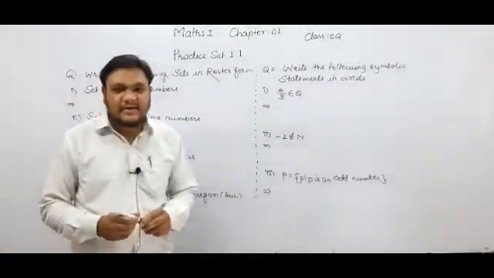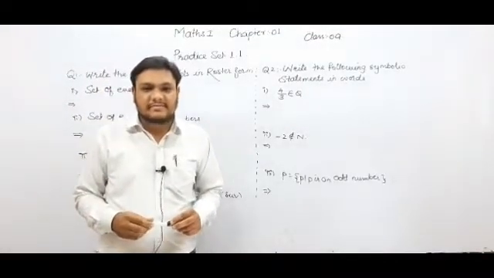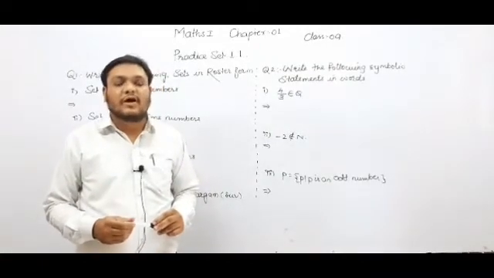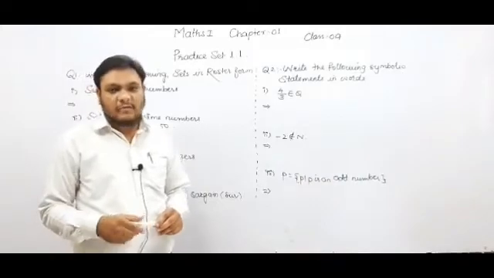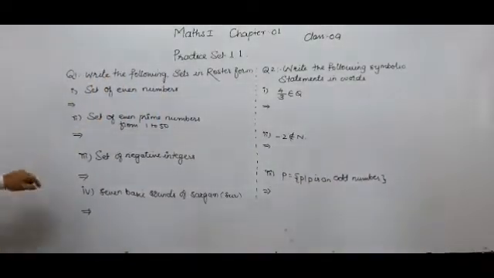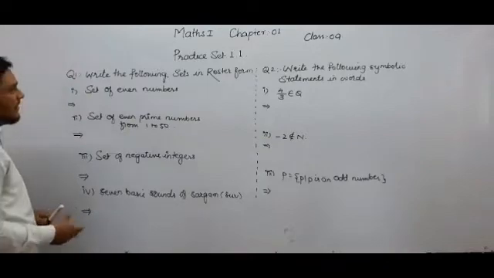from this practice set. But before that, students, remember we have discussed some illustrations in the previous lecture in which we have studied how to convert the set from listing method to rule method and from rule method to listing method. So students, here the information of some sets is given to us and we have to write that set in roster form or listing method. Roster form is nothing but listing method.